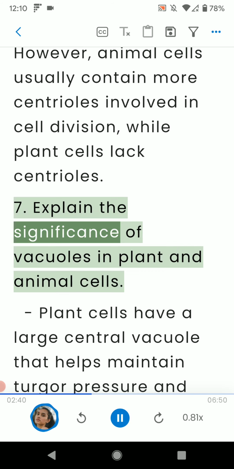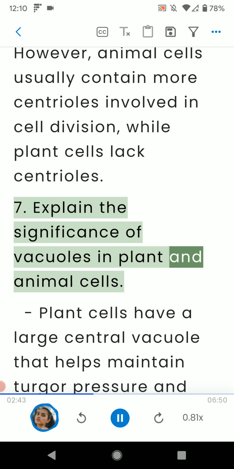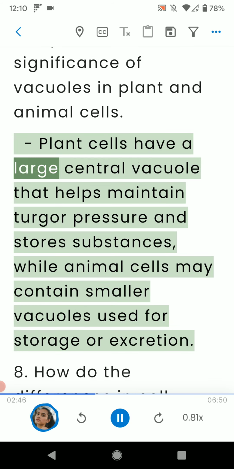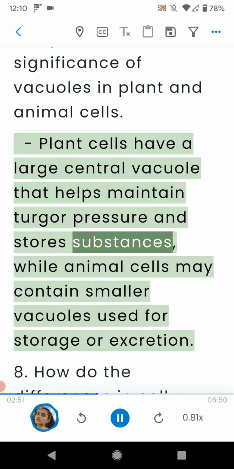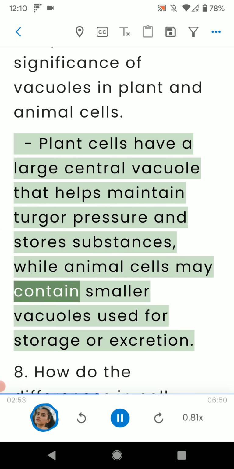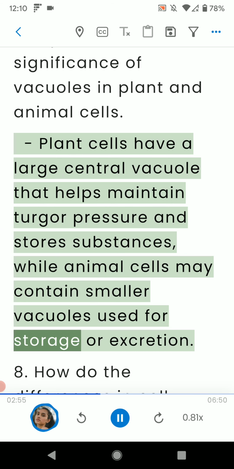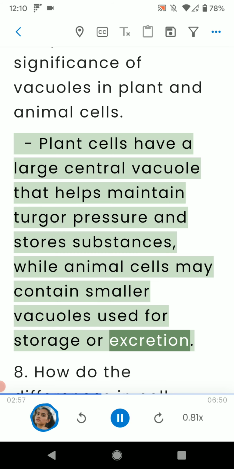7. Explain the significance of vacuoles in plant and animal cells. Plant cells have a large central vacuole that helps maintain turgor pressure and stores substances, while animal cells may contain smaller vacuoles used for storage or excretion.